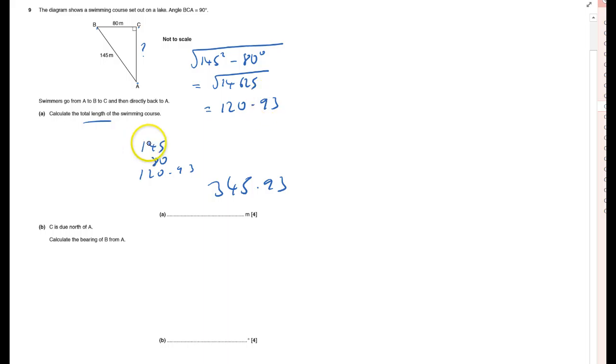345.93. I may want to change the accuracy, but it's something like that. And I've got to calculate the bearing of B from A, and it's always the "from" bit which is important. From A, that means I measure it from A. That means north is straight up, so I need to measure all the way around clockwise to get that.